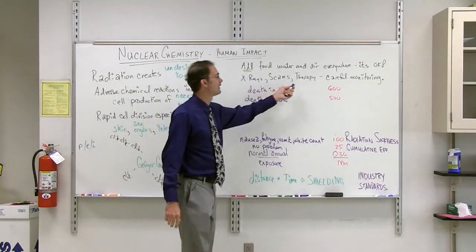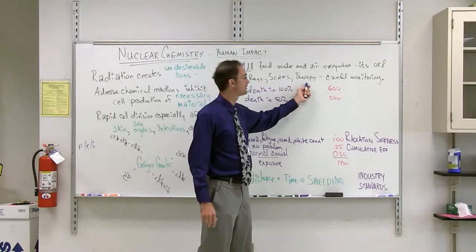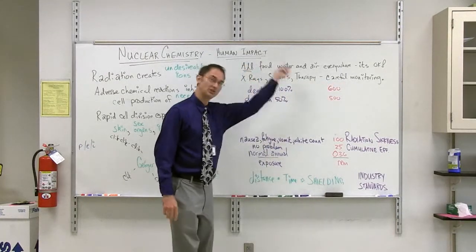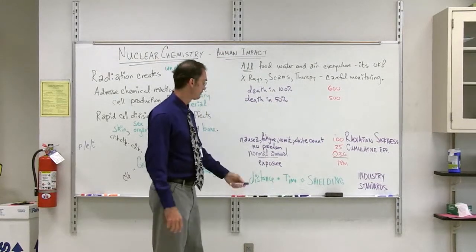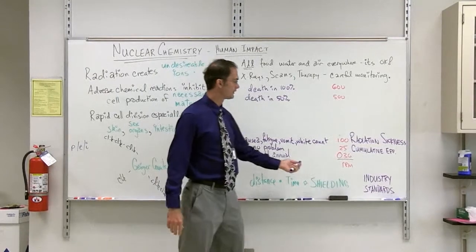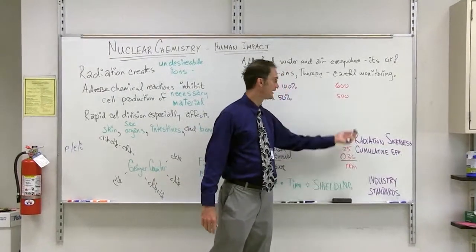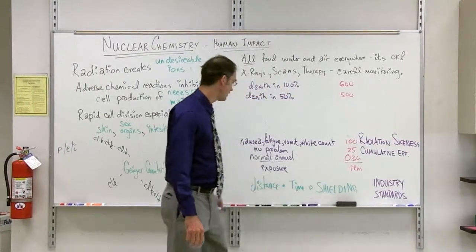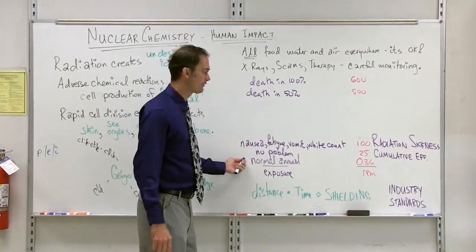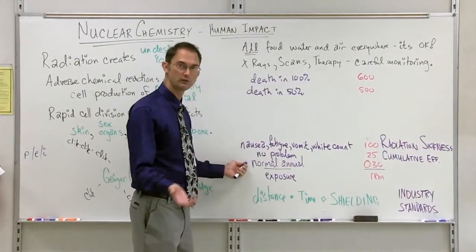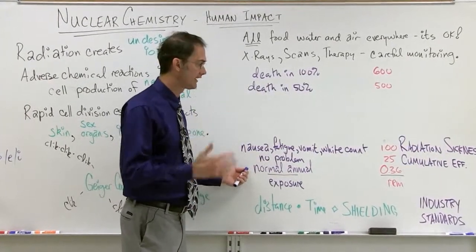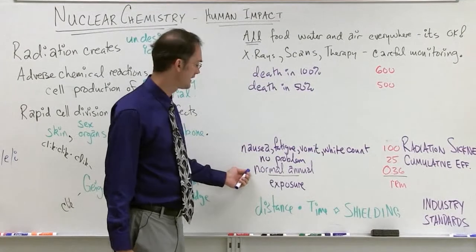X-rays, scans, and therapy, which are human interventions, careful monitoring is in fact required. Let's take a look at this chart starting at the bottom. In particular, the exposure will be given here, the type, and over here, the intensity will be given by the number of rems. First of all, normal annual exposure is about 360 mrems, or 0.36 of a rem. If you just walk around, nothing special, you're out in the rainforest and you live, you're going to get 0.36 rems from the background radiation.